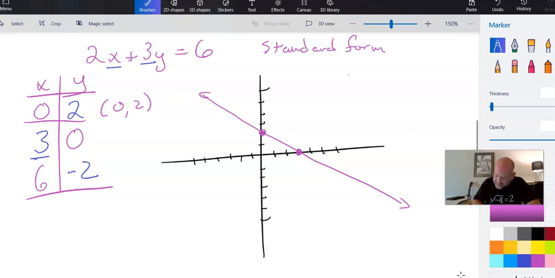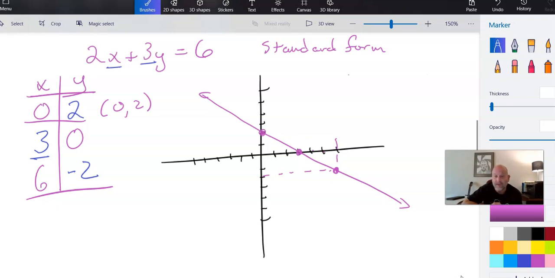Now let's see if the point 6, negative 2 makes sense. So this is 3, 4, 5, 6, negative 2. Let's see. Yeah, it looks like it's pretty close. If it's not right on our line, it's just because I didn't draw a straight enough line. Nonetheless, we have this one graphed now.